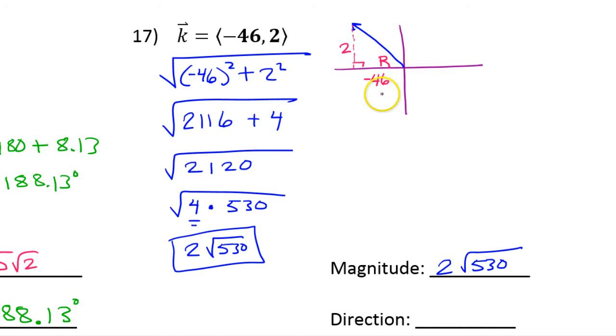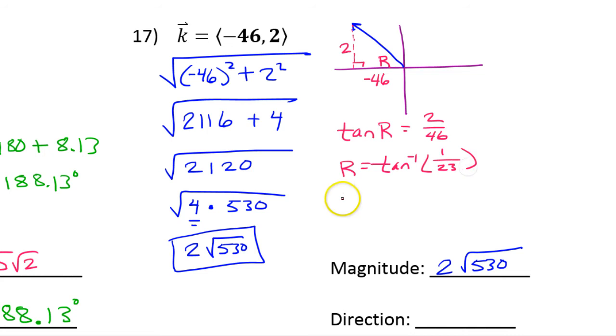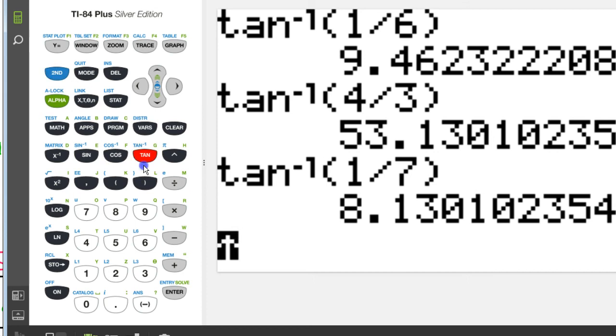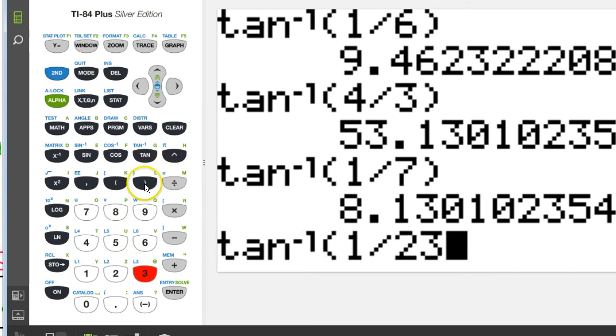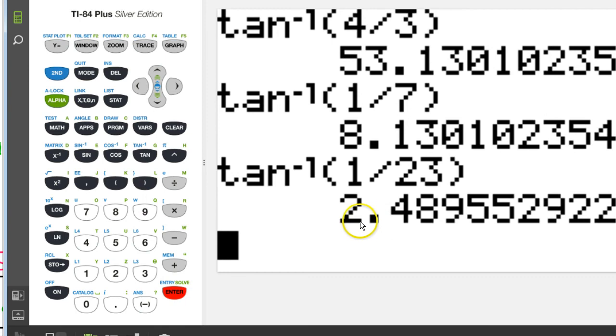So I can use this to solve for r using tangent. So the tangent of r is going to equal 2 over 46. I'm ignoring the negative sign for this because I just want the positive value of r. So r will equal the inverse tangent, and this will reduce to 1 over 23. So calculator time. Inverse tangent of 1 over 23. 2.49. Got to round up.